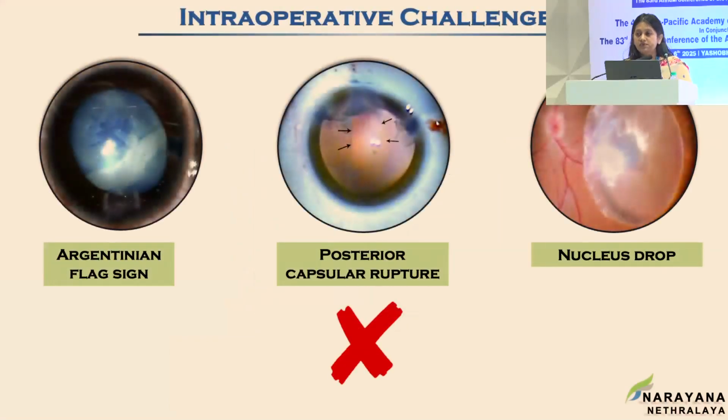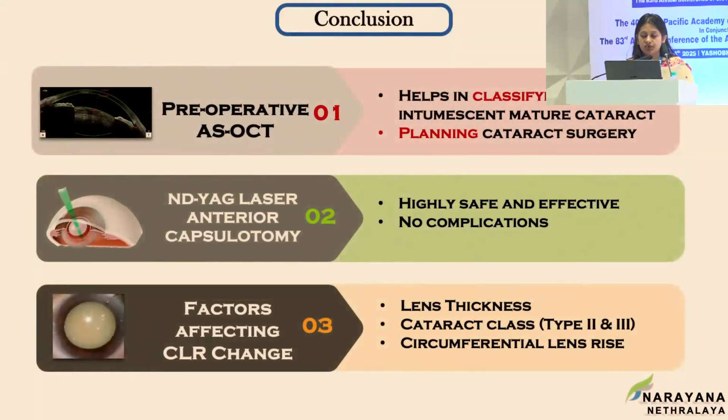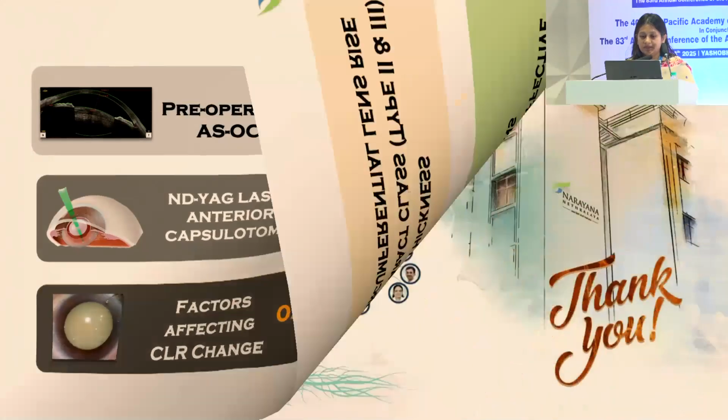Coming to intraoperative challenges, we reported no cases of Argentinian flag sign, posterior capsular rupture or nucleus drop, and in all patients the lens was implanted in the bag. This comes to our conclusion that preoperative OCT helps us in classifying and planning a cataract surgery. NDR laser capsulotomy is highly safe and effective. We reported no complications. And the 3 factors which affect the outcome are the lens thickness, the grade of cataract, and the circumferential lens rise. Thank you.